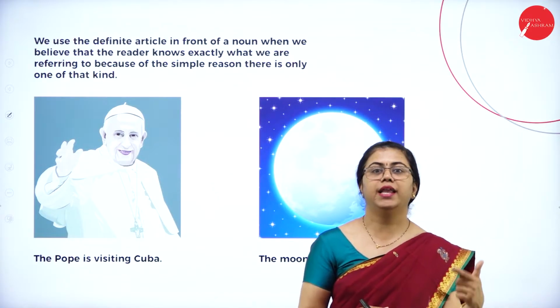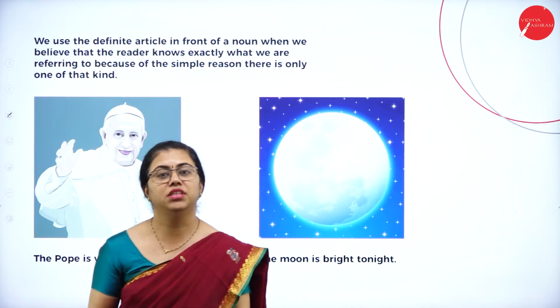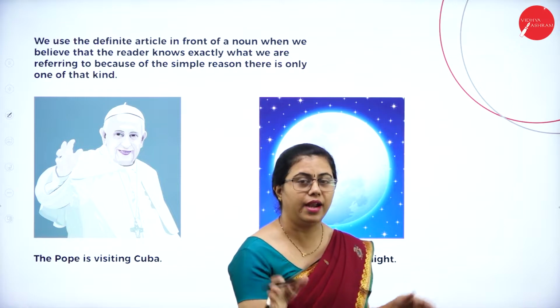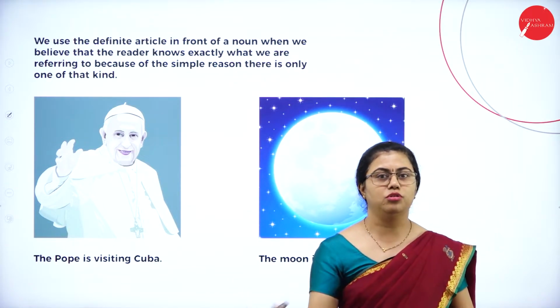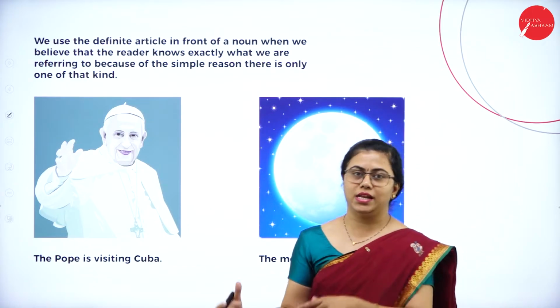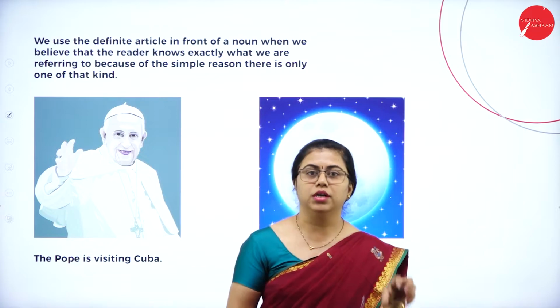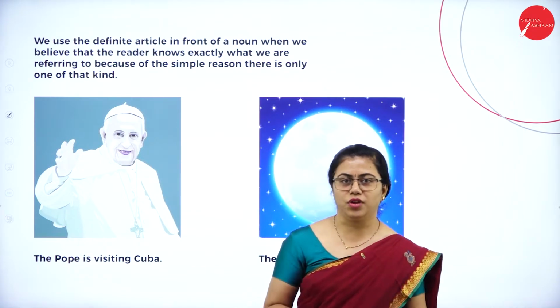Okay, suppose I say I left the car keys. In the previous example you saw, suppose I say I left the car keys. That means I am referring to some particular car key and that is the only one in the house, or the only one that belongs to that car. The book is very interesting. I am talking about that one book that is very interesting. So this is how you use this definite article.